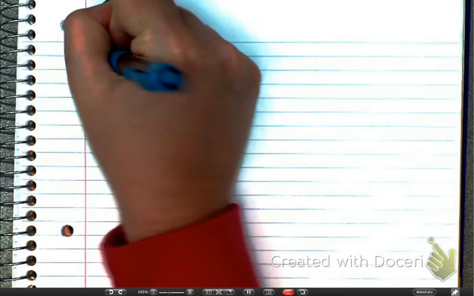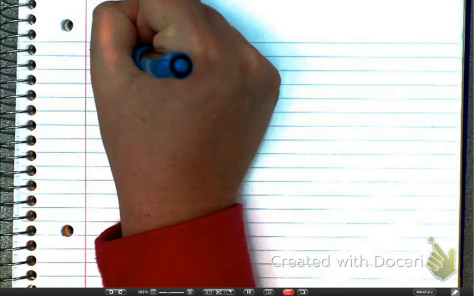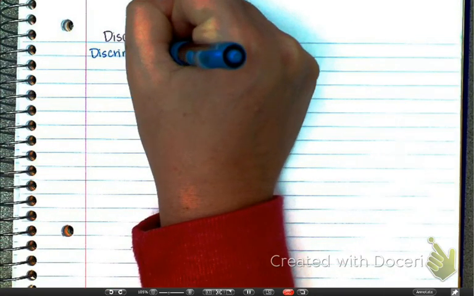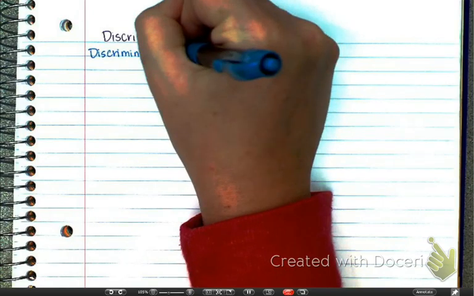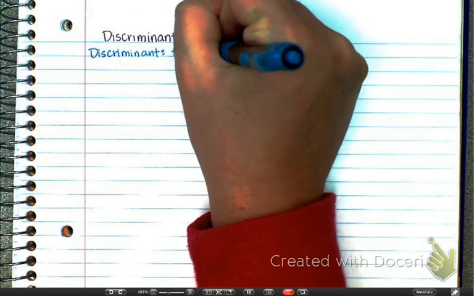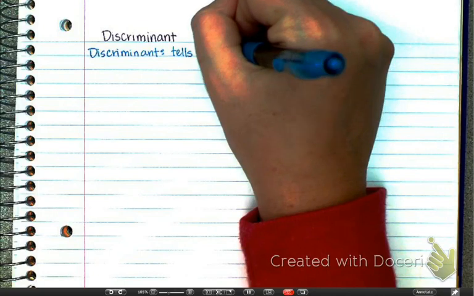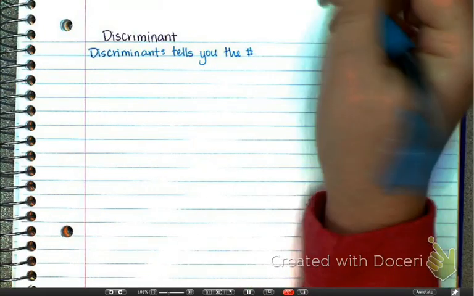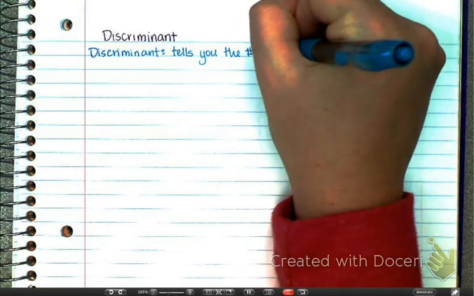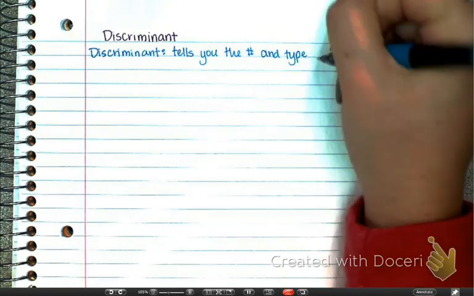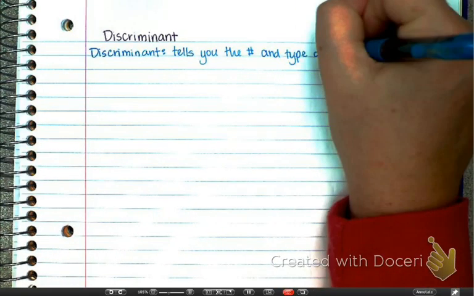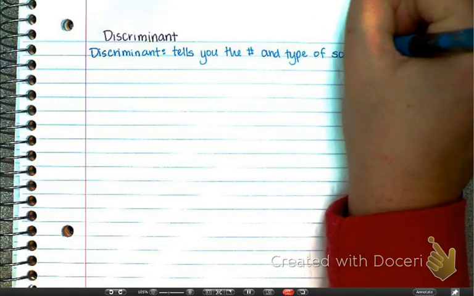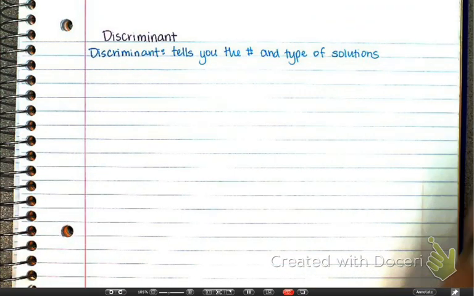Okay, we're going to talk about the discriminant. So, the discriminant tells you the number and type of solutions you are going to have.